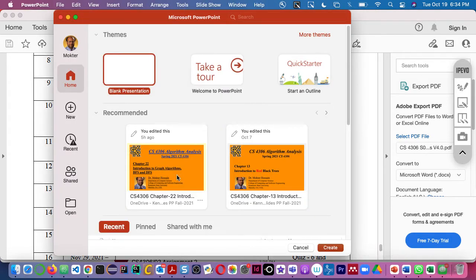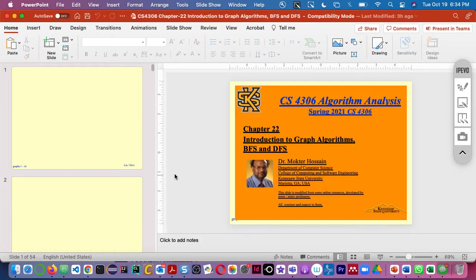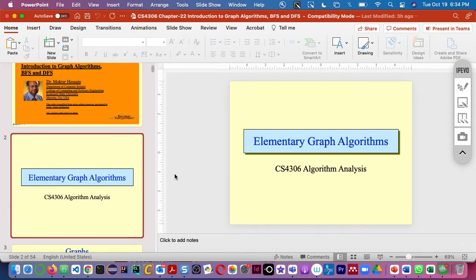Let me open the slide. In my previous section I recorded, but I forgot to save the file, so it was not saved. So this lecture will work for both sections, I believe. I found this slide online. It says elementary graph algorithms. It's really elementary graph algorithms.